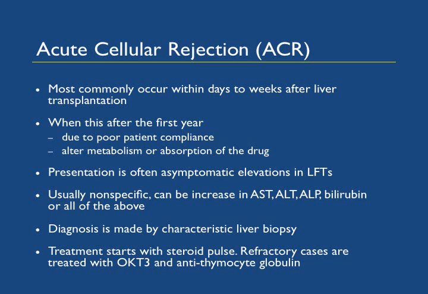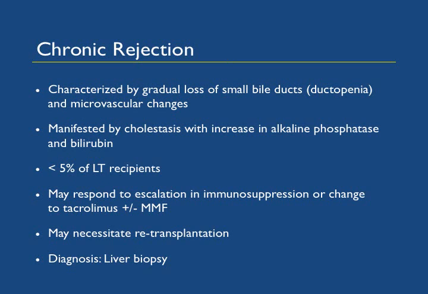or thymoglobulin administration. Chronic rejection is a form of rejection which is characterized by the gradual loss of small bile ducts, ductopenia, and microvascular changes. It is often manifested by cholestasis with an increase in alkaline phosphatase and bilirubin. It occurs in less than 5% of liver transplants but can be devastating.